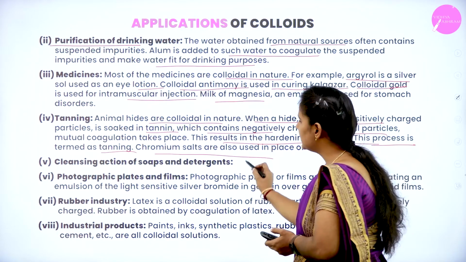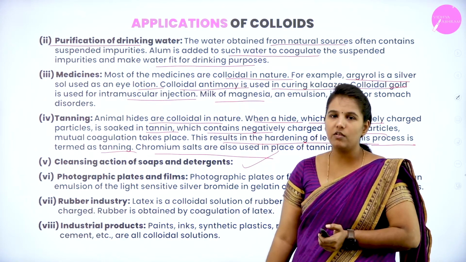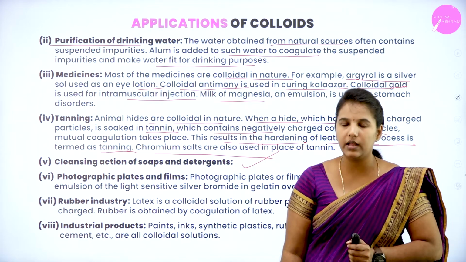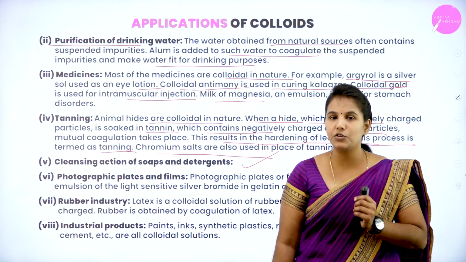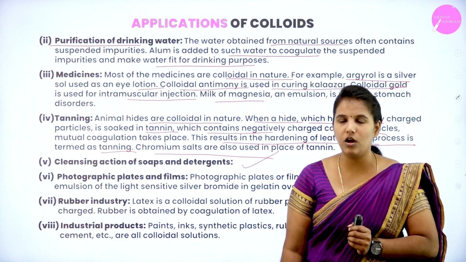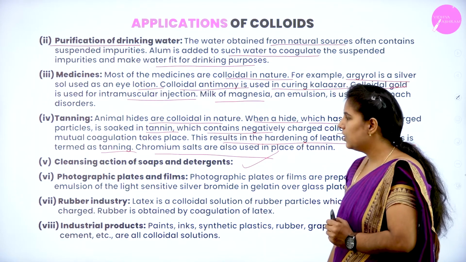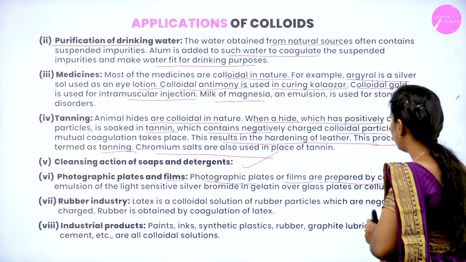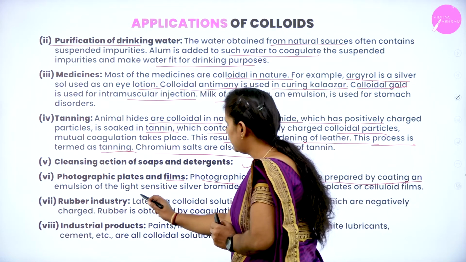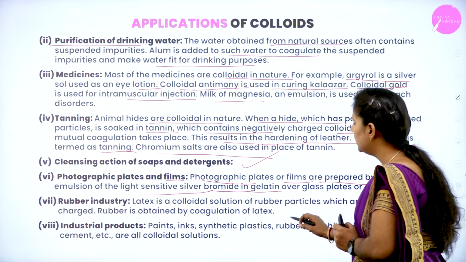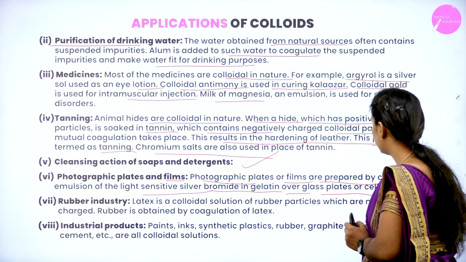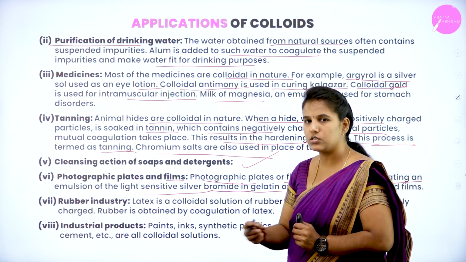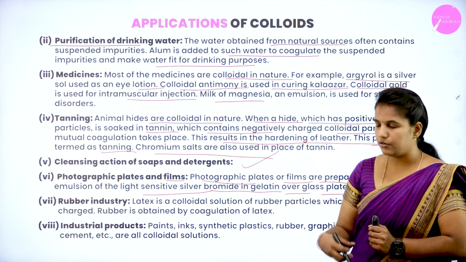And the next one is the cleansing action of soaps and detergents. I have already explained how the cleansing action is done by soaps and detergents, especially to remove the grease and dirt present in your clothes. And the next one is photographic plates and films. Photographic plates or films are prepared by coating an emulsion of light-sensitive silver bromide in gelatin over a glass plate or celluloid film. In the preparation of photographic plates also, we use colloidal solutions.